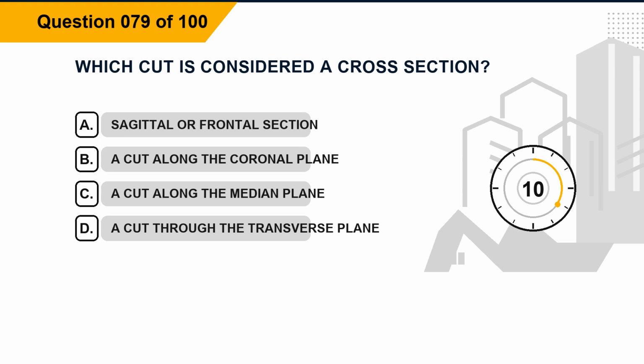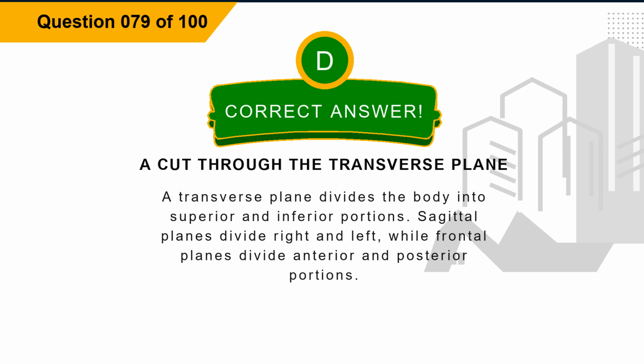Option A. Sagittal or frontal section. Option B. A cut along the coronal plane. Option C. A cut along the median plane. Option D. A cut through the transverse plane. The correct answer is option D. A cut through the transverse plane.